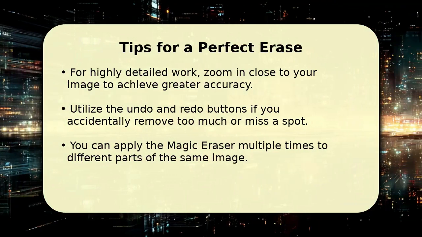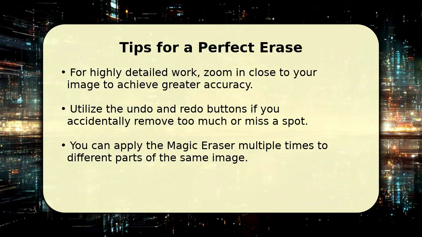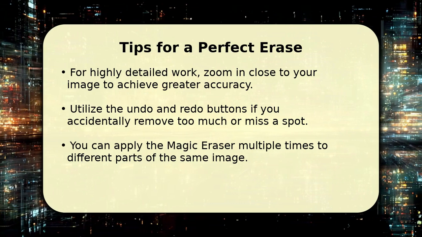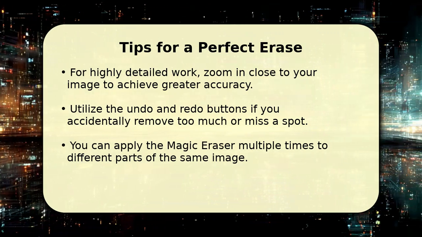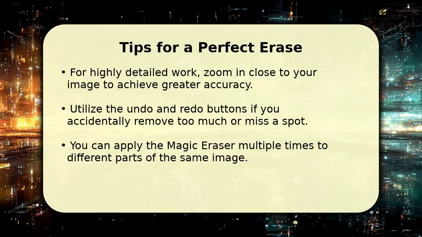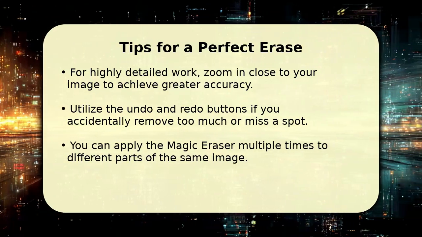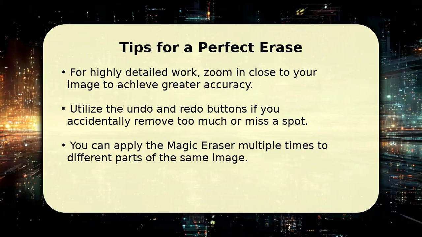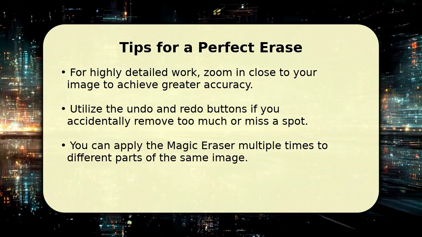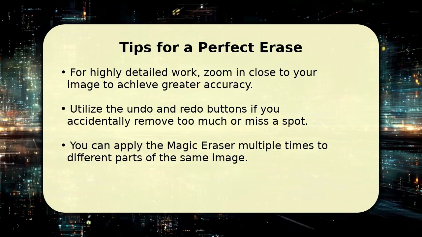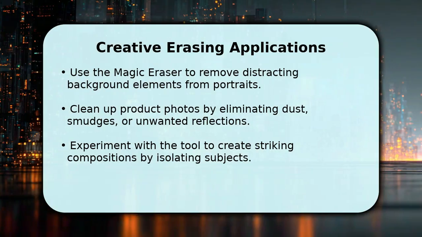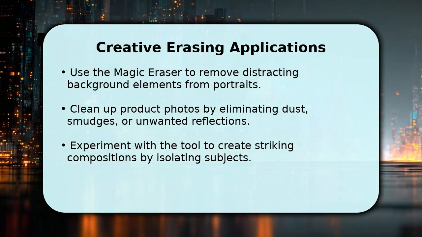Achieving a flawless erase often requires a bit of finesse. For precise work, zoom in significantly on your image, sometimes to 200% or even 300%. If you make a mistake, simply click the Undo button located at the top of your design space to reverse your last action. Don't hesitate to use the eraser repeatedly on an object for the best outcome. It's quite forgiving.